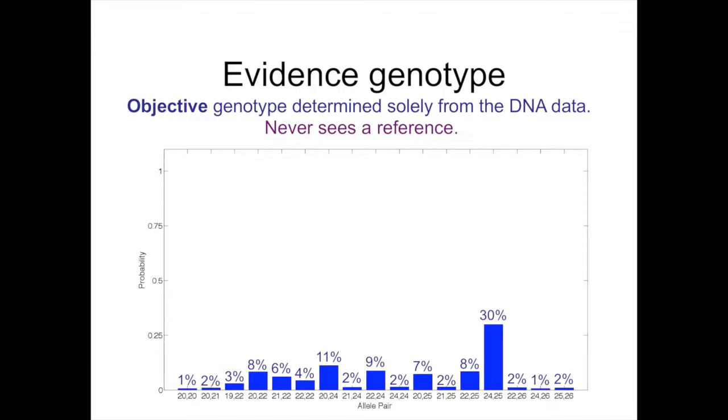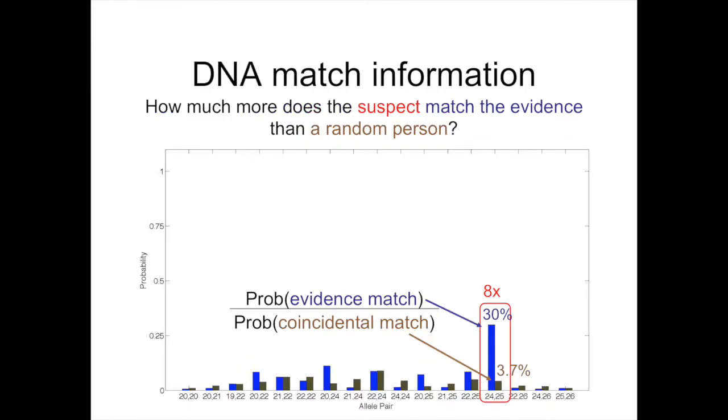And this is what a genotype looks like for evidence. In order to get a match statistic, we have to compare evidence with reference or another evidence relative to a random population. That's the math behind match statistics. And so now that we have the evidence, let's see what the random and the reference genotypes look like. The question we're trying to answer is how much more does the suspect match the evidence than a random person?